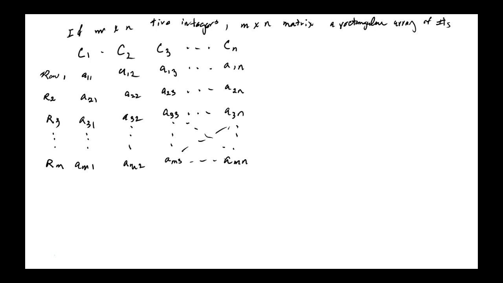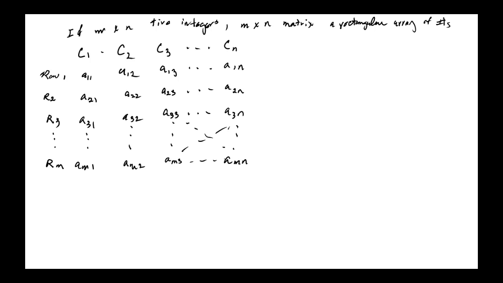Okay? Now, if you haven't noticed yet, what are these subscripts here? You could think of them as identifiers or addresses. The first one tells you what row you're in. Row 3, all the first subscripts are 3s. And the second tells you which column you're in. Here, all the second subscripts in this column are 2.